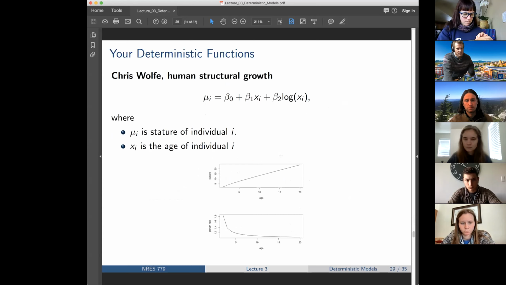Here are some more functions from last year. Morgan, I think you sent me a function too. I didn't have time to input it before class. But this is one Chris Wolf used last year. He was in the anthropology department, looking at human structural growth. He's got this additive function here, beta 0 plus beta 1x plus beta 2. We can call this x2 or some transformation of x1. So it's a linear regression model.